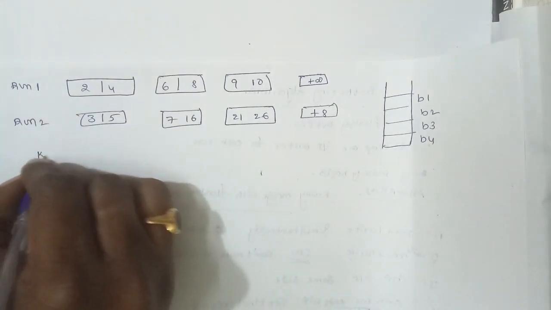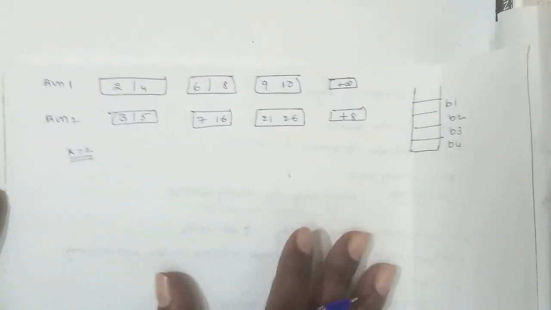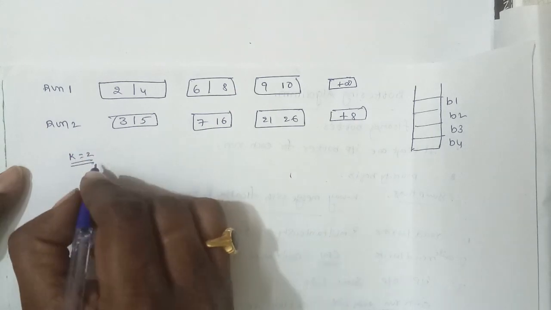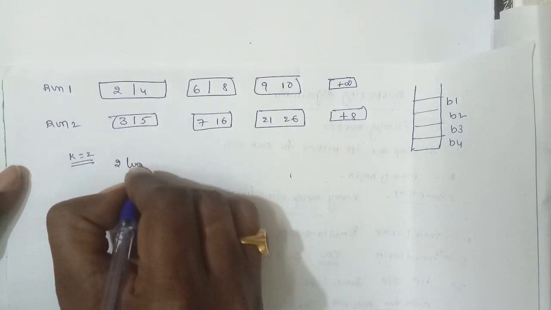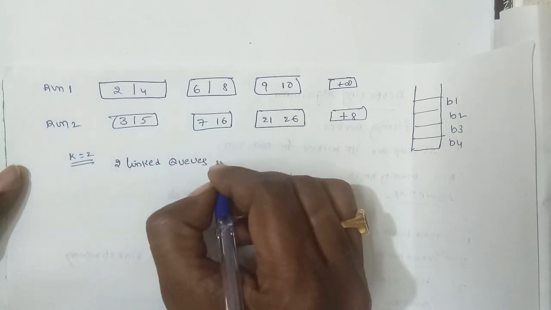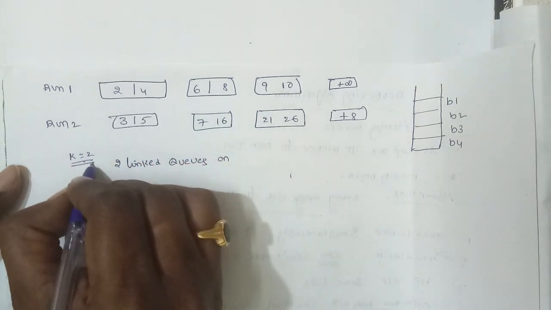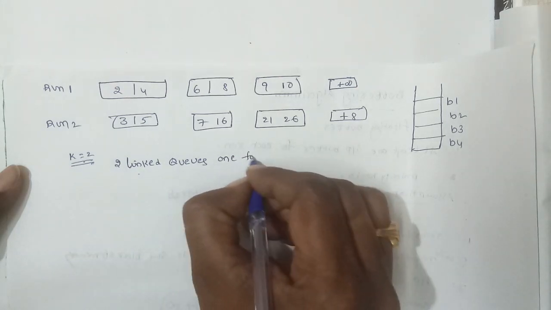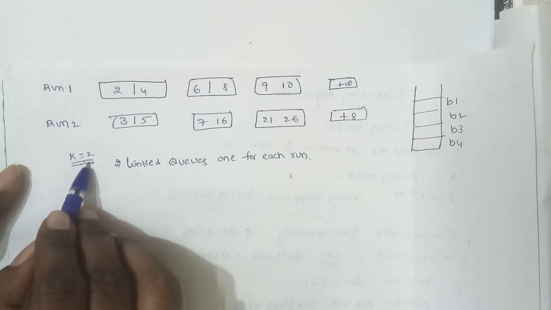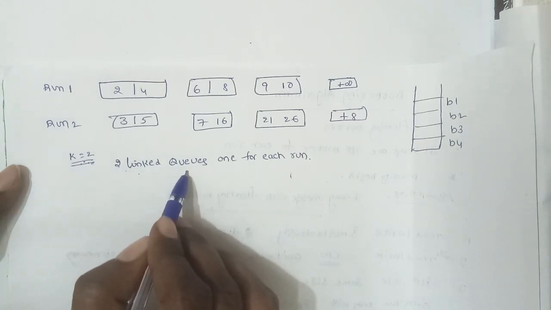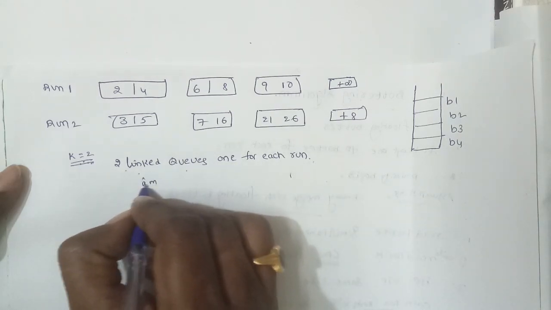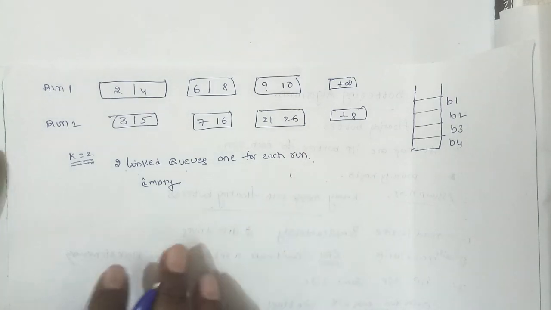Here I am using k is equal to 2. That is a two-way merge sort. So automatically there are two linked queues. k is equal to 2 means two linked queues, one for each run. k is equal to 3 means we are maintaining 3 linked queues, one for each run. And remember, initially all are empty. Initially the queue is empty.